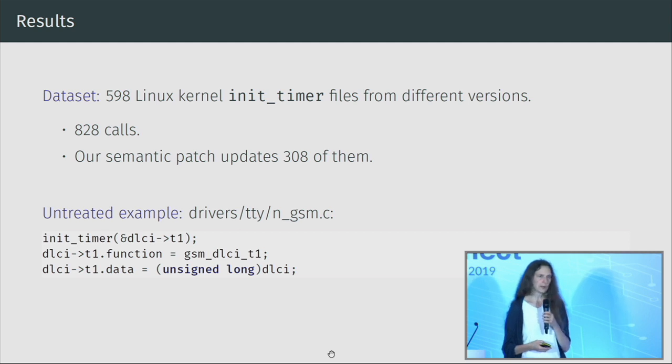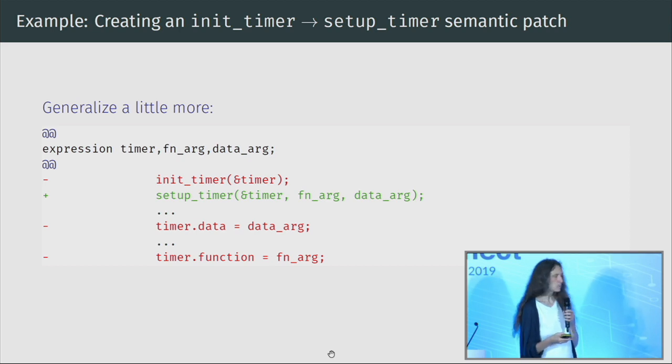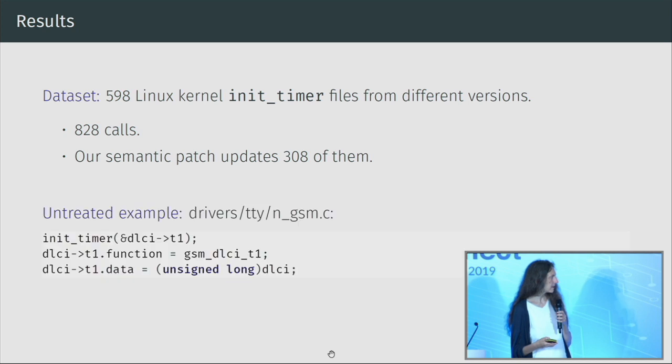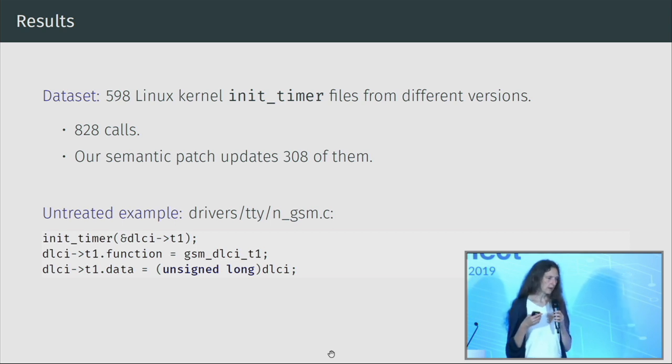So now, once you've made all those changes, you can search for some other examples of things that didn't get changed by the rule that was proposed. So here's one example. We can see it has init timer. But if you go back and look at the rule, it says we're going to initialize the data field before the function field, and this example initializes the function field before the data field. So you can see kind of a trade-off here.